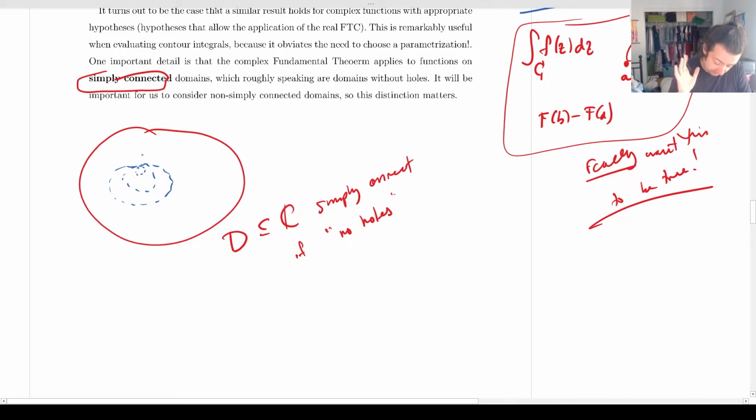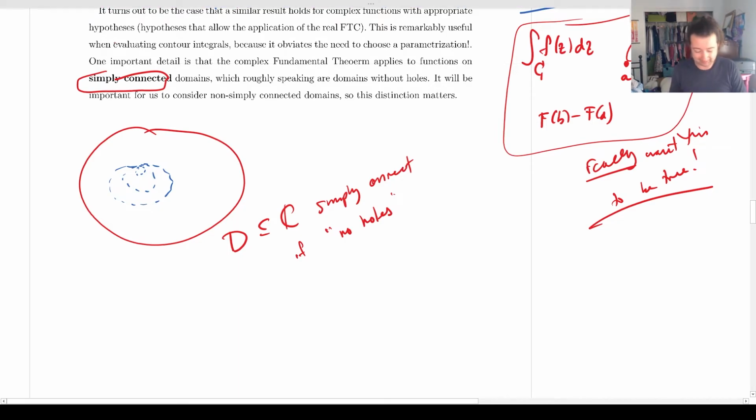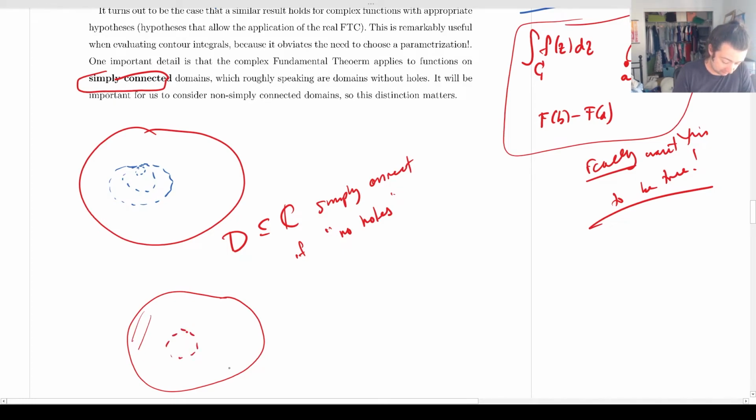All right. So what's an example of a domain that's not simply connected? A really irritating not simply connected domain would be something like this. So you have an open set, and suppose that there's just a hole in it. So maybe this part of it's not here. So this domain is not simply connected.